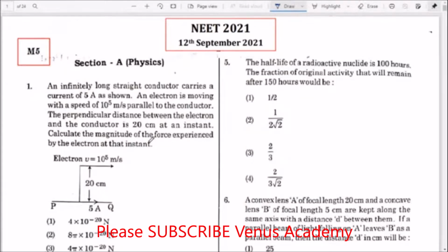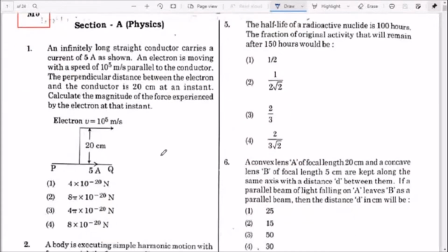Question number 1. An infinitely long straight conductor carries a current of 5 amps as shown. An electron is moving with a speed of 10 to the power of 5 meters per second parallel to the conductor. The perpendicular distance between the electron and the conductor is 20 centimeters at an instant. Calculate the magnitude of the force experienced by the electron at that instant.